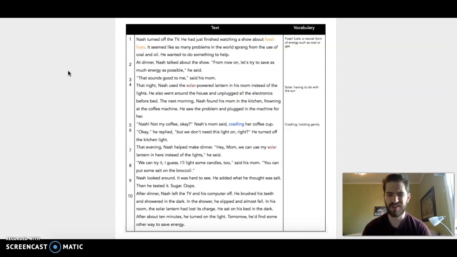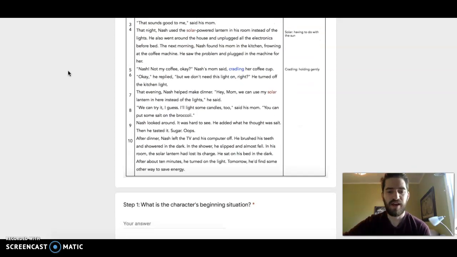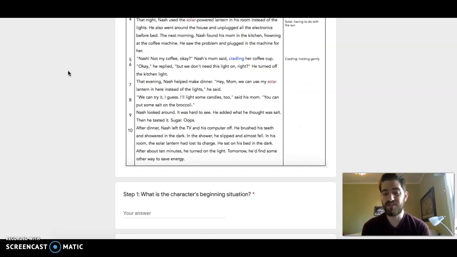Nash looked around. It was hard to see. He added what he thought was salt. Then he tasted it. Sugar. Oops. After dinner, Nash left the TV and his computer off. He brushed his teeth and showered in the dark. In the shower, he slipped and almost fell. In his room, the solar lantern had lost its charge. He sat on his bed in the dark. After about 10 minutes, he turned on the lights. Tomorrow, he'd find some other way to save energy.